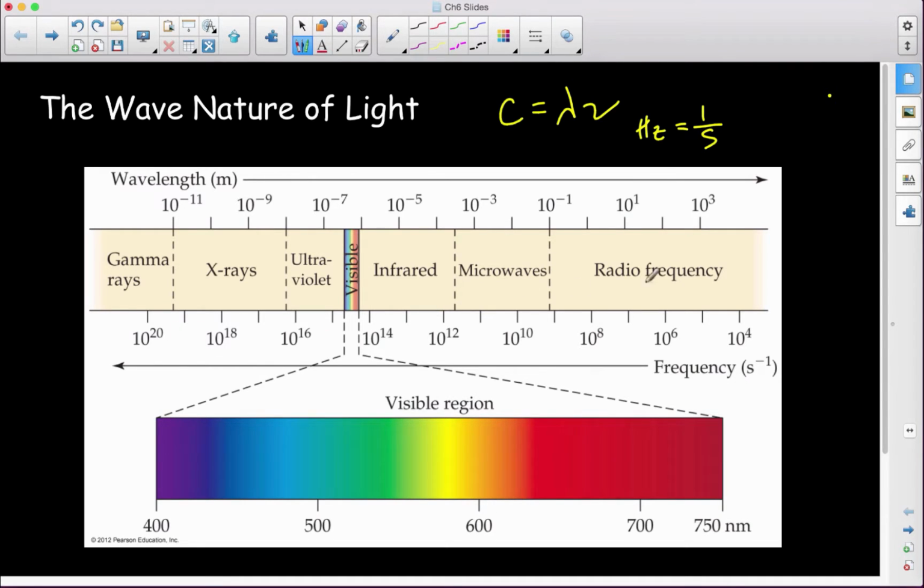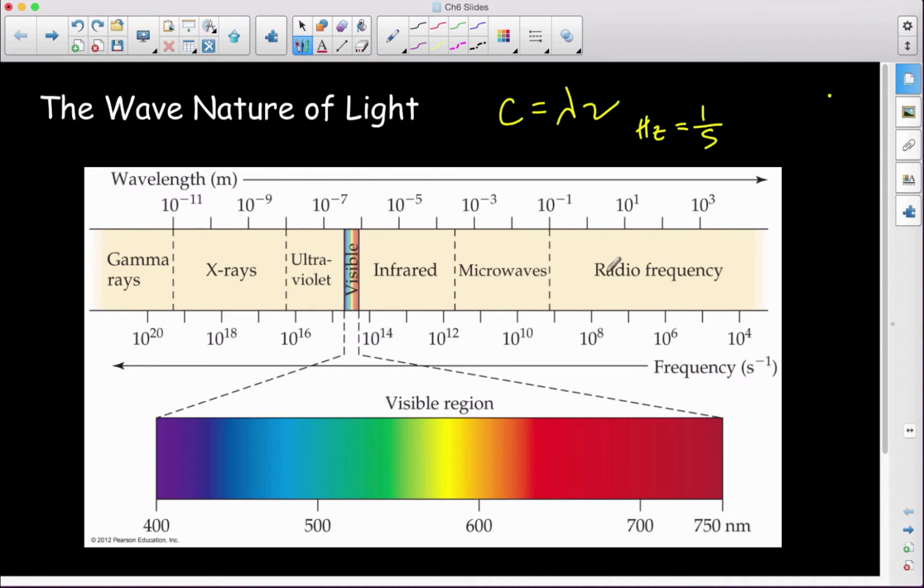Here again, just like last year, there's no expectation that you memorize that radio frequencies are from 10 to the negative first to 10 to the third meters. But it is expected that we know that gamma rays are the highest energy. X-rays come next, UV, then visible. Ultra, meaning just beyond, violet. Then we have the visible spectrum. Then we have infrared, so infra, just beyond or just less than red. Then we have our microwaves and our radio frequency.